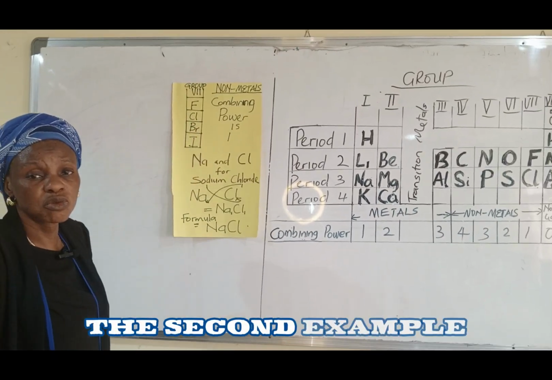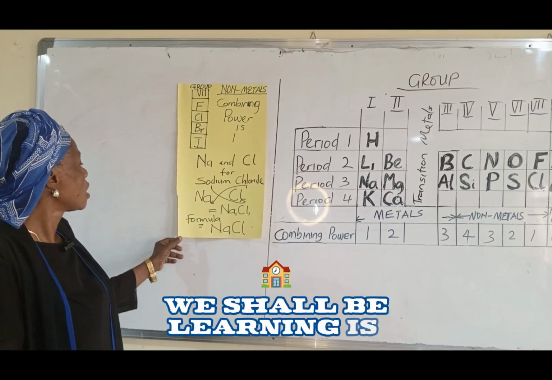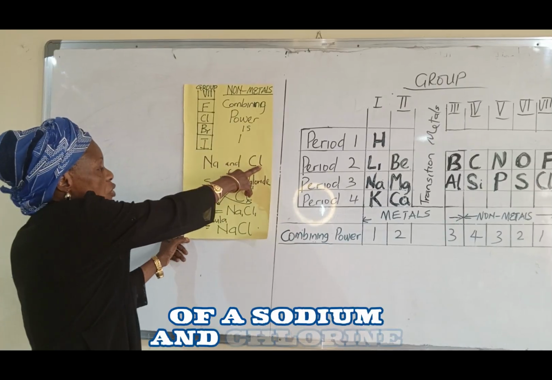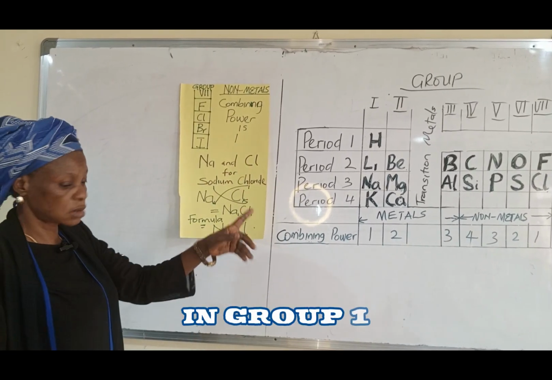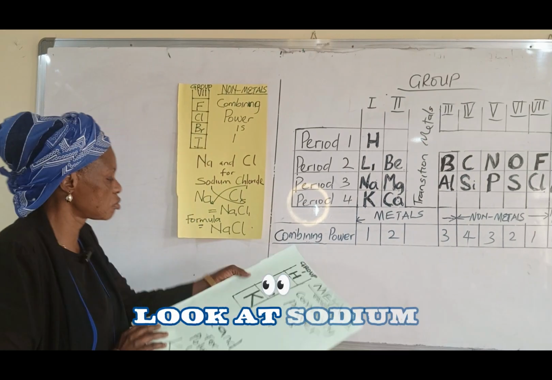The second example we shall be learning is the combination of sodium and chlorine. You see, sodium is in group 1, as I've told you. Look at sodium, it is in group 1.